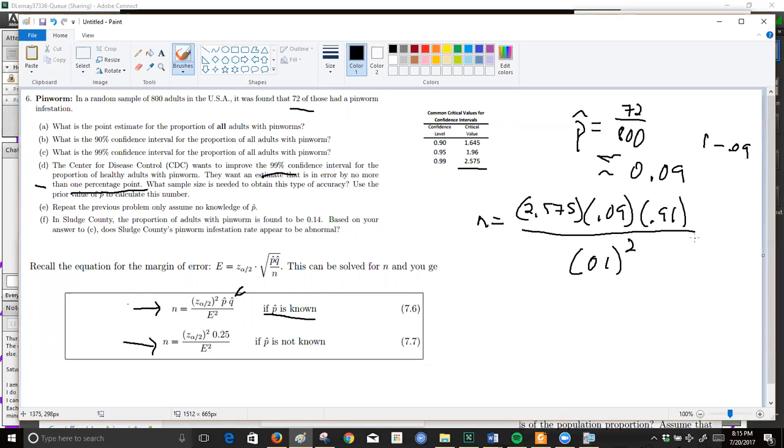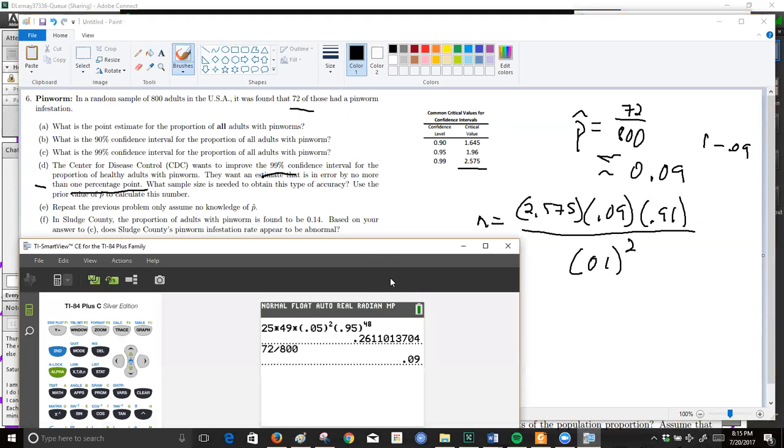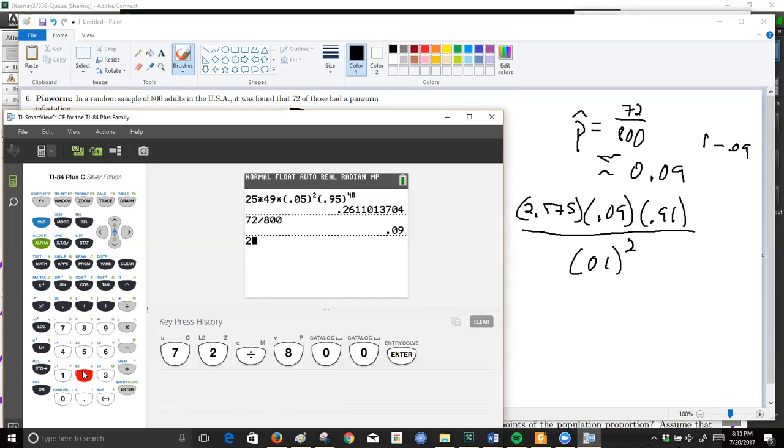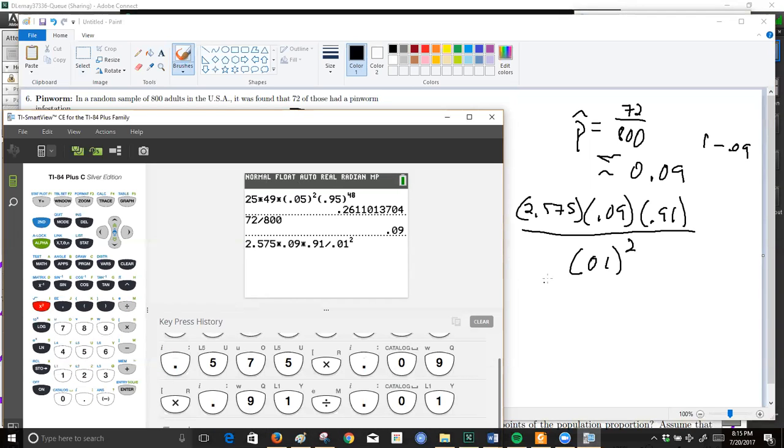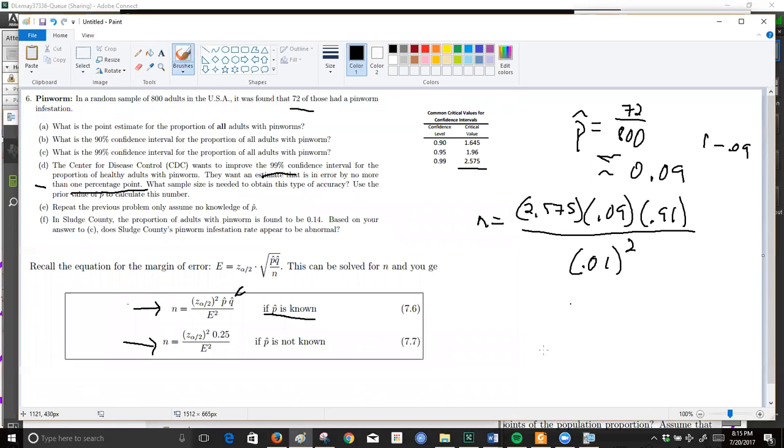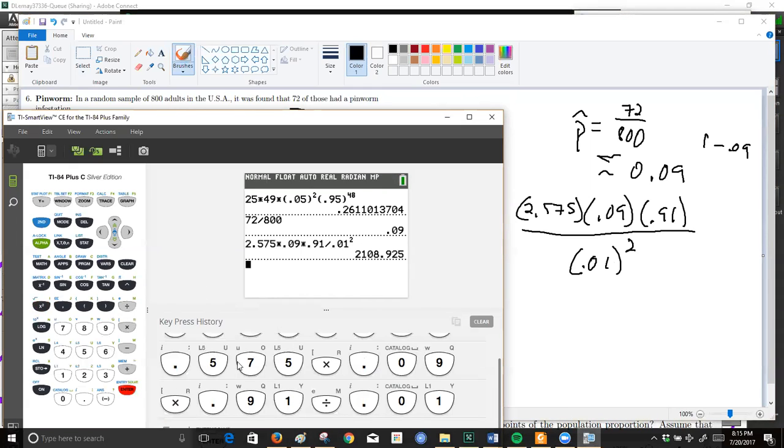And then let's get that calculator back up here. So 2.575 times 0.09 times 0.91. And since this calculator does follow order of operations, I'm just going to type in 0.01 squared. Now, what you might want to do to be safe is square that 0.01 first. Actually, I just noticed that I didn't write the point here. Let's see, will it let me do that? It will. Now let's hit enter. So that's telling me I need a number. Always got to round up, because 2,108 isn't big enough. We got to go 2,109 will be how big a sample we'll need in order to be within 1 percentage point. And hopefully that checks with the answer in the back.